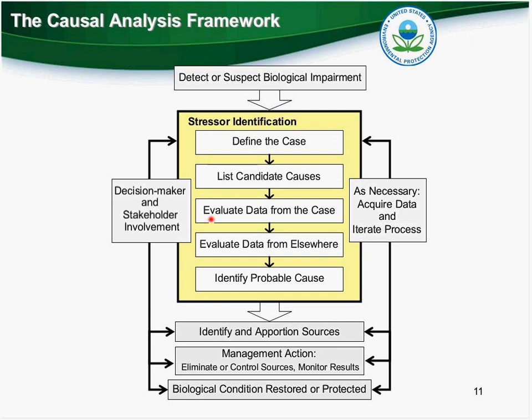Once you've gone through this entire process, you hopefully can identify and apportion sources to develop a management action that ultimately leads to your resource's protected biological condition. At each step, decision makers and stakeholders are engaged, and you have the ability to go back as data is acquired or more information is needed. You can always go back through the process. So it's not meant to be a one-time pass when you're done. It's meant to be iterative, depending upon what you learn over the course of the assessment.